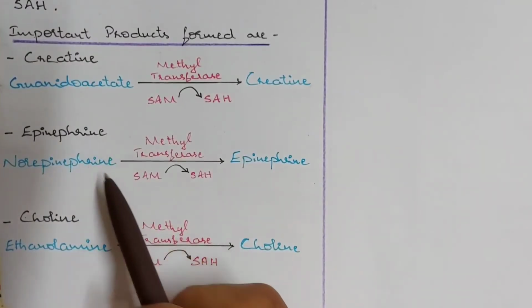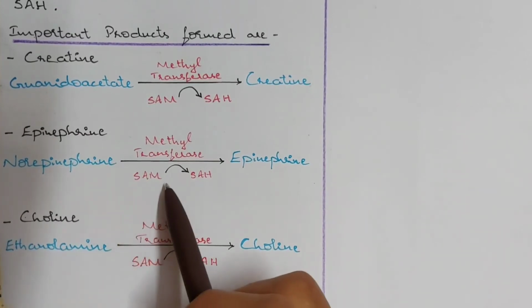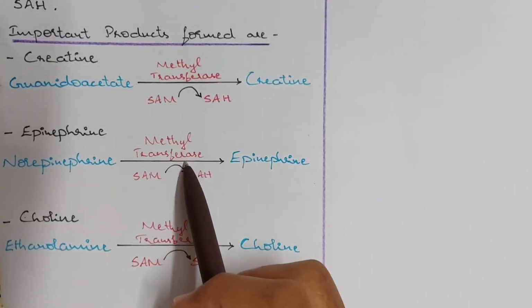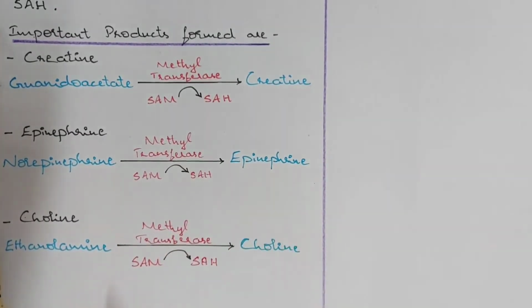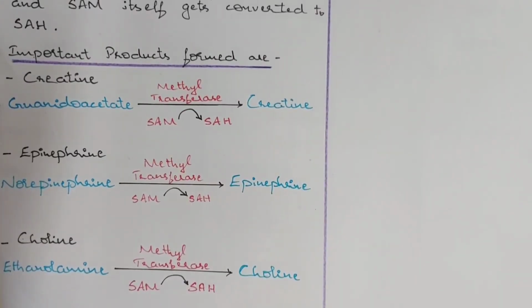Formation of epinephrine. Norepinephrine is methylated by SAM in presence of methyltransferase to form epinephrine. Formation of choline. Methylation of ethanolamine formed by decarboxylation of serine produces choline. Some of the other important methylated products include N-methyl nicotinamide, metanephrine, normetanephrine, melatonin, methyl histidine and methyl lysine.